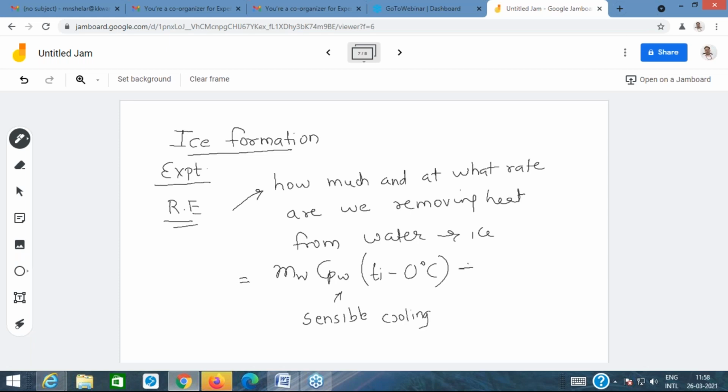Sensible cooling means the cooling which is required to bring the temperature of the water from ambient temperature to 0 degrees centigrade. Plus, now what happens to that water which is at 0 degrees centigrade? That water is converted to ice. So we need to know the latent heat of fusion of ice, at 0 degrees centigrade. And then finally, we need to know the mass of ice formed, Cp of ice, and the final temperature of ice minus 0 degrees centigrade. So this is how we calculate the refrigerating effect during the ice formation test experimentally.